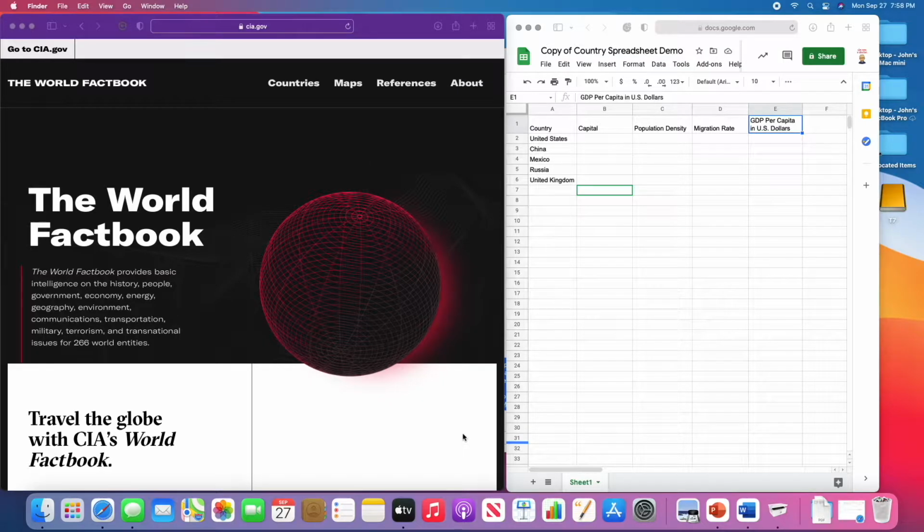It's now time to populate the spreadsheet with the information that we need. The tool we're going to use is over here on the left, and it's the CIA's World Factbook that's produced by the Central Intelligence Agency, which runs the nation's spy network and other intelligence gathering operations.